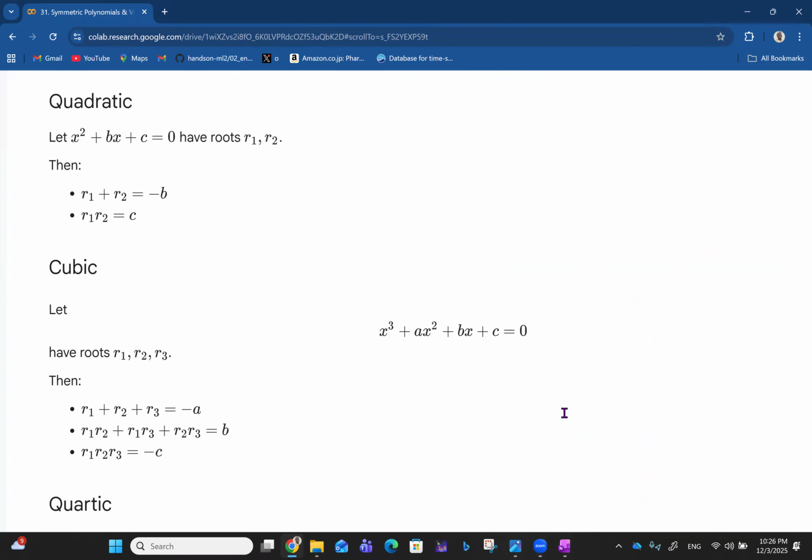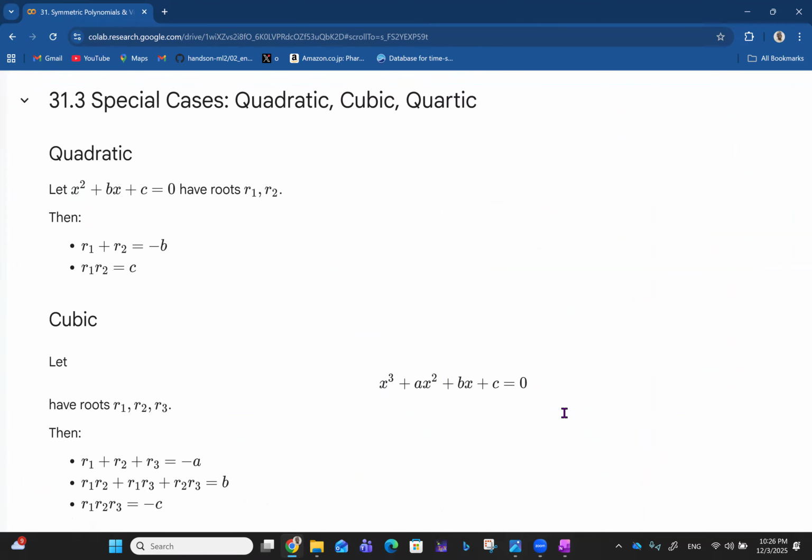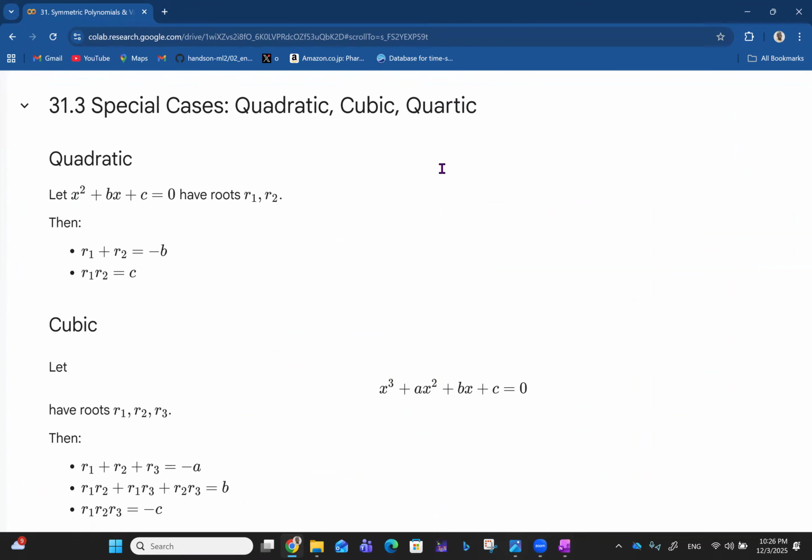So let's look at some special cases, like quadratic, cubic, and quartic. First of all, quadratic. Oh, that's what I just did over there, interestingly. So for quadratic, let x squared plus bx plus c equals 0 have roots r1, r2. In this case, the coefficient of x squared is taken to be 1. So r1 plus r2, which would have been minus b over a, is now minus b over 1. So that's minus b. r1 r2 is simply the constant.